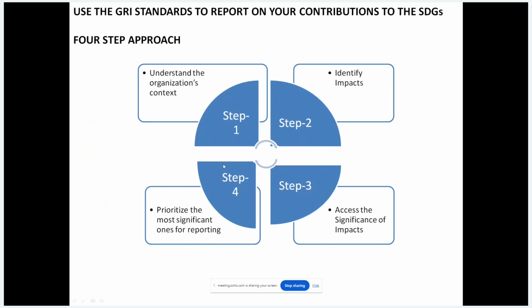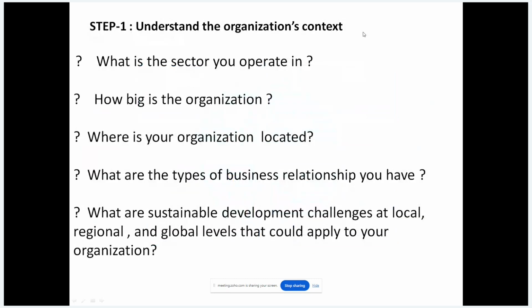So again, the first step is understanding the context, then identify impacts, assess the significance, and last is to prioritize. So understanding the organization's context: what is the sector you operate in? That is the first requirement. If you want to understand the context of the organization, the sector it is operating in must be known. How big is the organization? Where is the organization located?